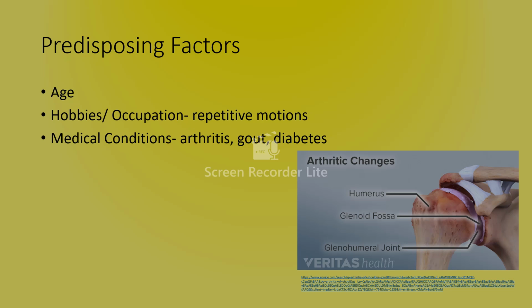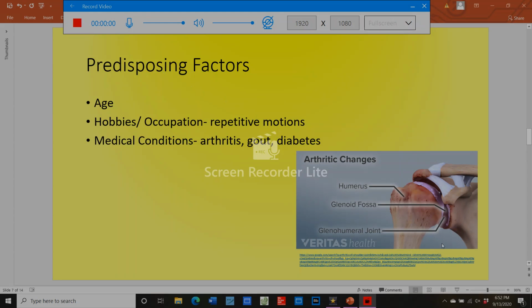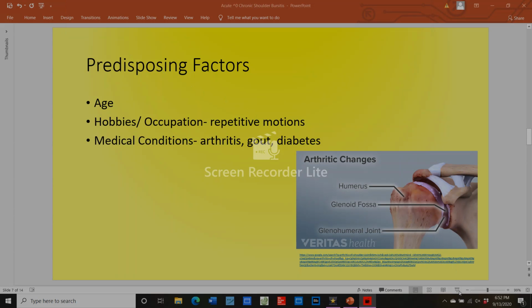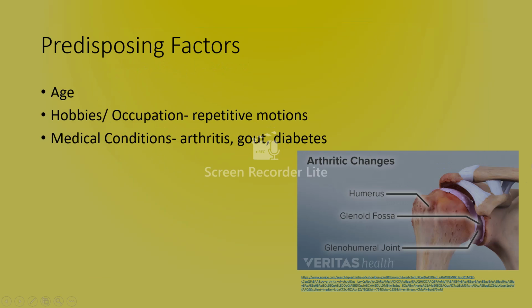Predisposing factors. Age, hobbies or occupations with repetitive motions, medical conditions such as arthritis, gout, or diabetes, and that is a picture of arthritic changes to the humeral head and the glenoid fossa that would inflame the bursas and make big changes in the body that would cause problems with the bursas.